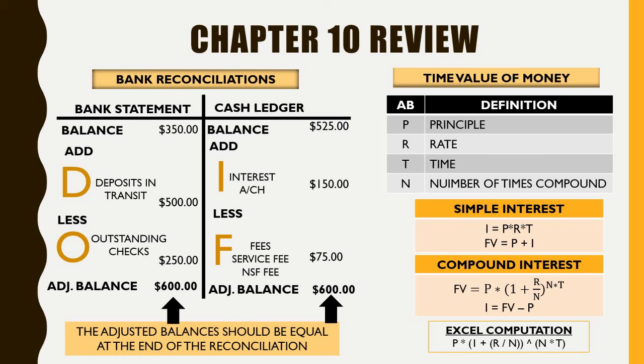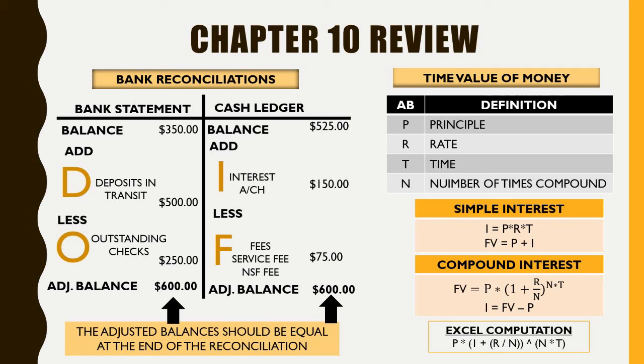I also give you the little Excel calculation here, that this is what you've got to punch into Excel in order to calculate compound interest, okay? And interest is always going to be equal to future value minus principal, okay? On the left side, to make it easier for you to remember this, right?